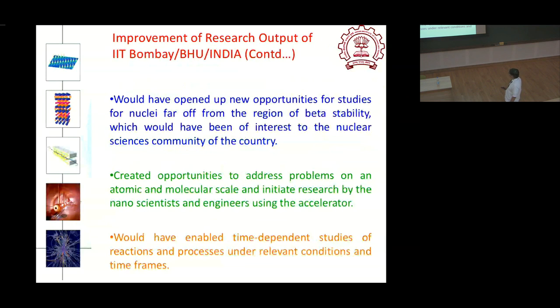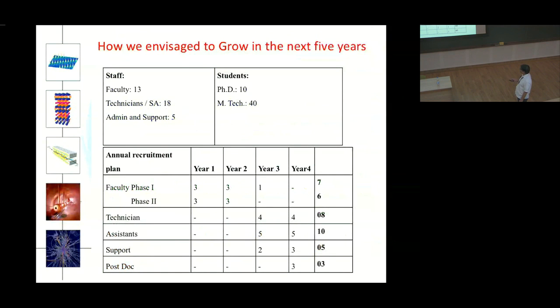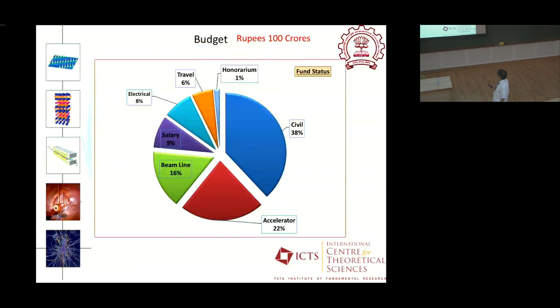Nuclei far from stability, various other things, and this was not available anywhere in the country. It could have enabled time-dependent studies of reactions and processes under relevant conditions and time frames. And this is how we envisaged it. This was not something that the nation couldn't have supported over the next 5 years, and the budget that we were asking for was about 100 crores.